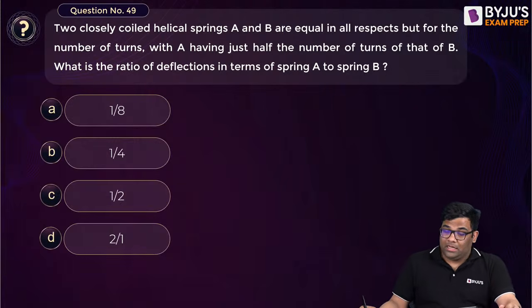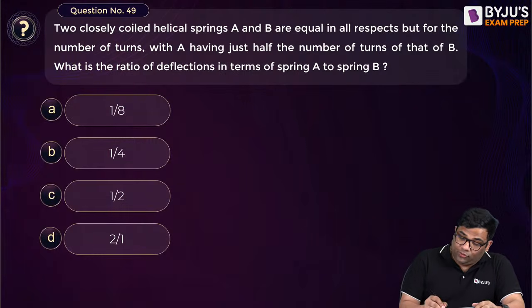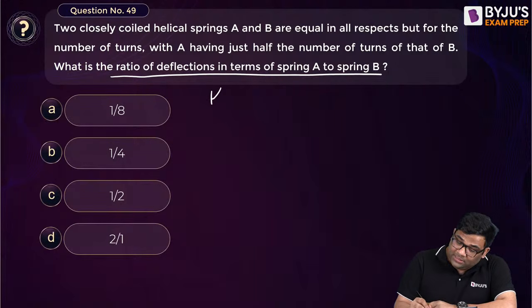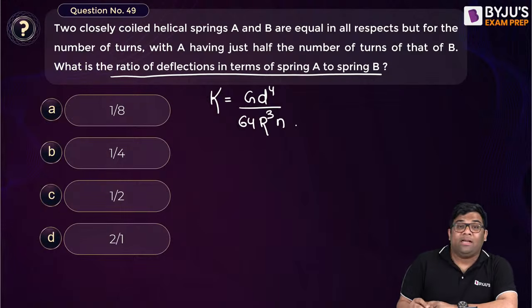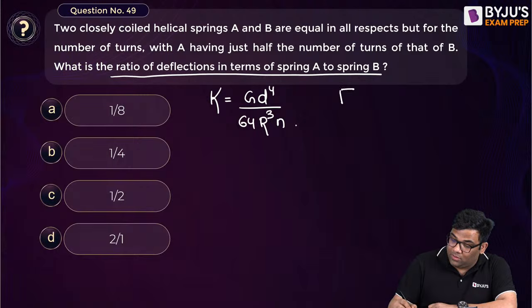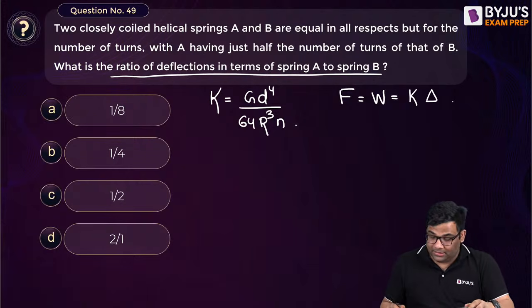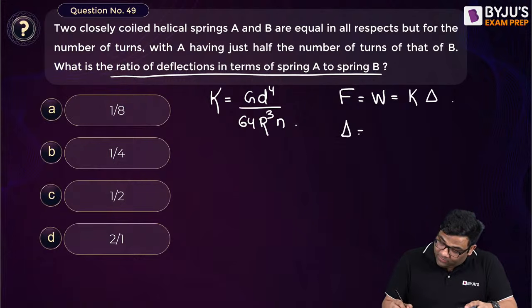Next question. Now, the ratio of the deflection of two springs is asked. First of all, the stiffness is G D to the power 4 by 64 R cube N. When I find the deflection, deflection is load by stiffness. Force or load is equal to K into the deformation of the spring, Kx. So the deformation will be the load W divided by K.